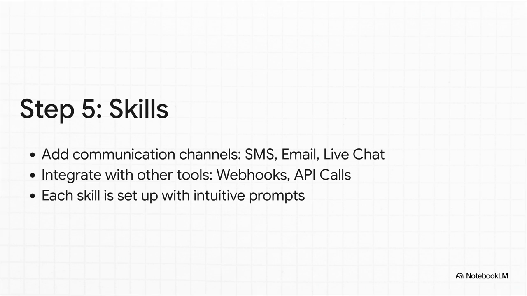Then, over in step 5, you give your agent its superpowers. This is the skills configuration. Want it to text your customers, or handle emails, or jump into a live chat? You just add the skill. Needed to connect to other tools you use with things like webhooks or API calls? You can do that right here with super simple prompts. You absolutely do not need to be a developer to make it all work.